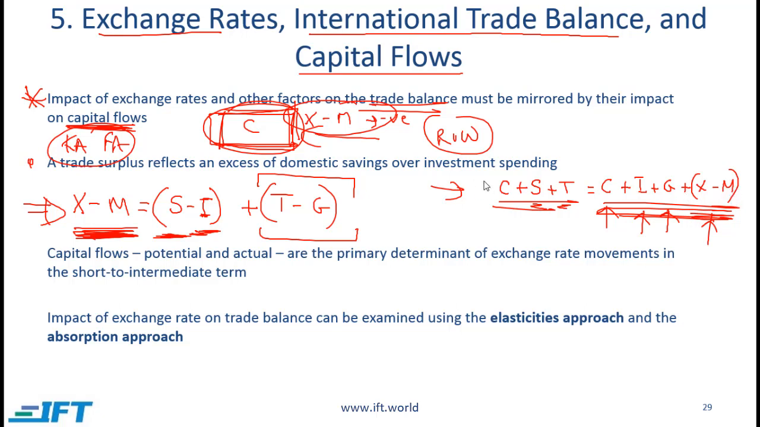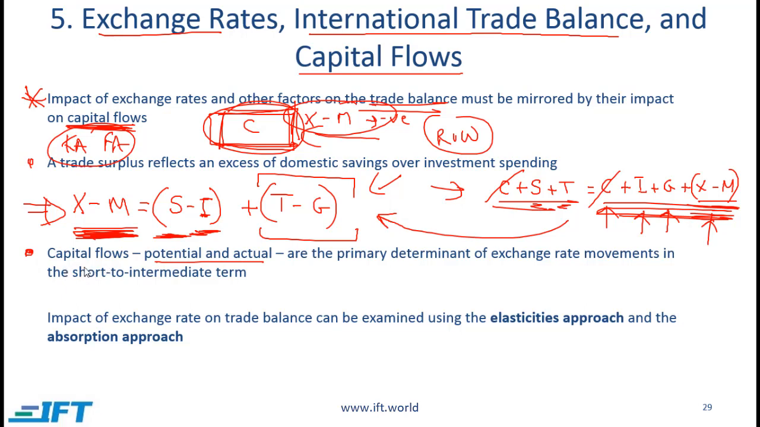From here you can easily see that C and C cancel out, then X minus M is equal to S minus I plus T minus G. So note that this relationship can be easily derived as long as you remember the basic point that income must equal expenditure. There are several questions in the curriculum that test this concept, so make sure you are on top of this. I think this is particularly testable because this concept shows up in several places.